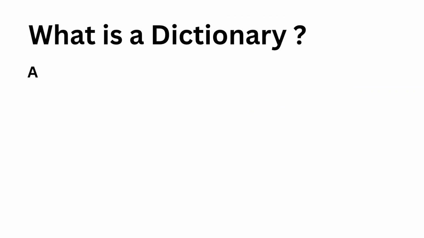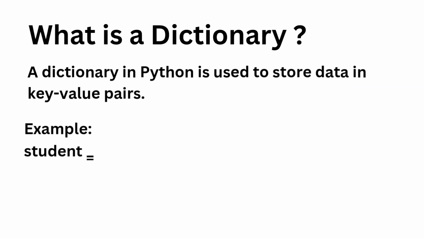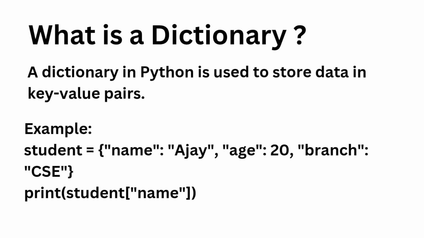A dictionary in Python is used to store data in key-value pairs. It's like a real dictionary where you search for a word, that is the key, and get its meaning, that is the value. Let's see an example. Here student is a variable which stores name as key, and here the name is Ajay, that is its value. Age is another key which stores 20, and branch is another key which stores the value CSE. When we print student name, it will print Ajay. Dictionaries are mutable, meaning you can change them anytime.